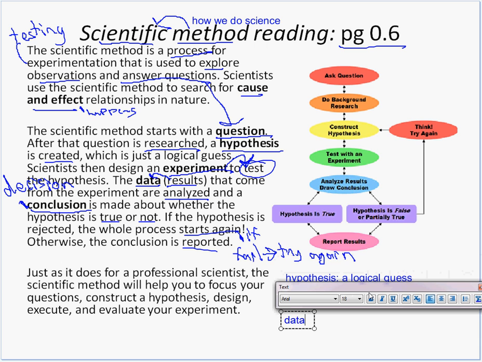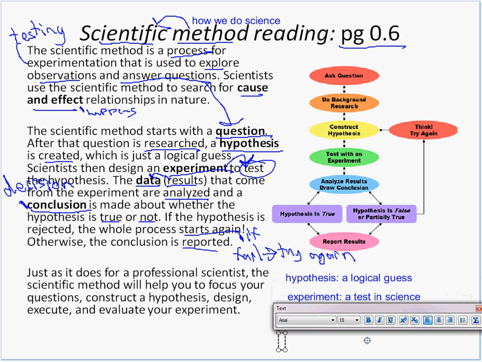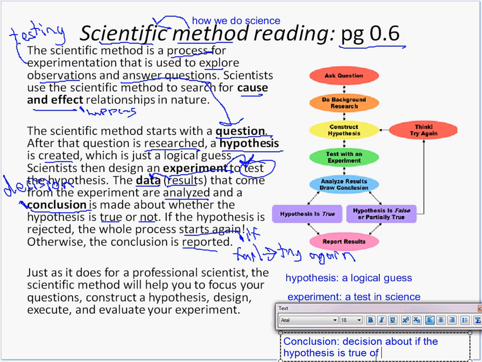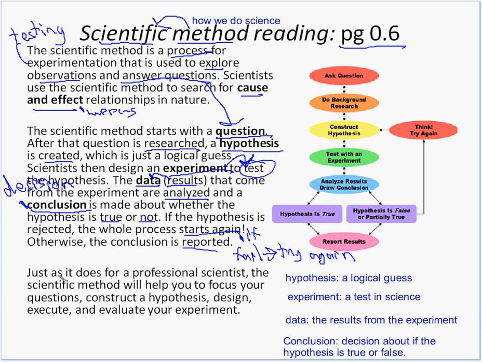And then we know data is the results from the experiment. And then what else? Conclusion. And so we know a conclusion is made, so a decision is made. So decision about if the hypothesis, it's going off the page here, if the hypothesis is true or false.